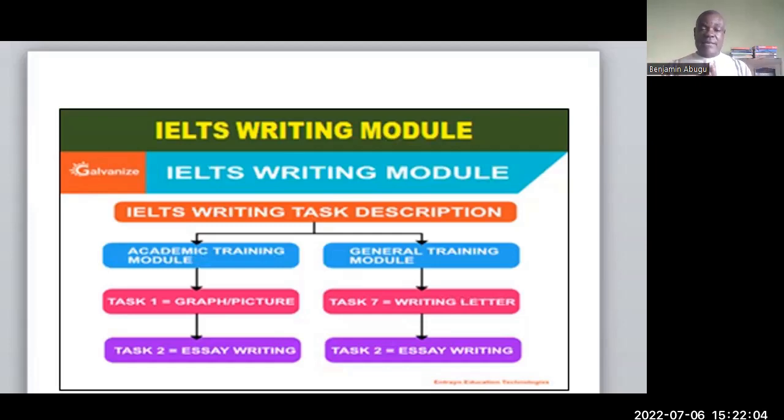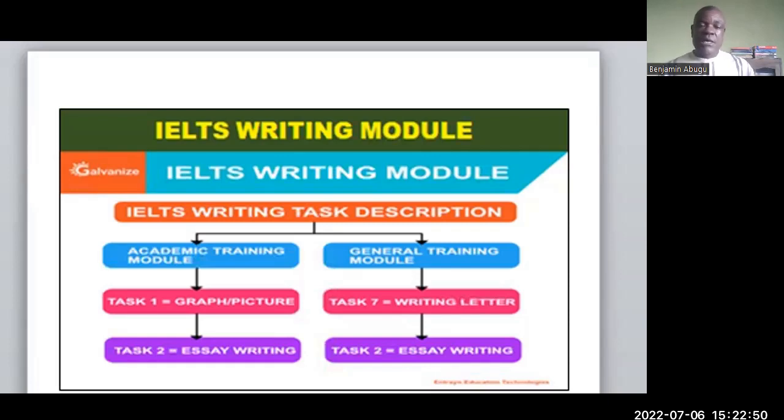So writing generally has 2 tasks in each module, in the academic and in the general. In the general test, task 1 is letter writing and task 2 is essay writing. In task 1, the letter could be formal, informal, or semi-formal, all right? Then the academic test has summary writing in task 1 and essay writing in task 2, okay? In task 1, the summary is based on an image, okay? You have to analyze or describe an image. It could be a chart, a graph, or a diagram.